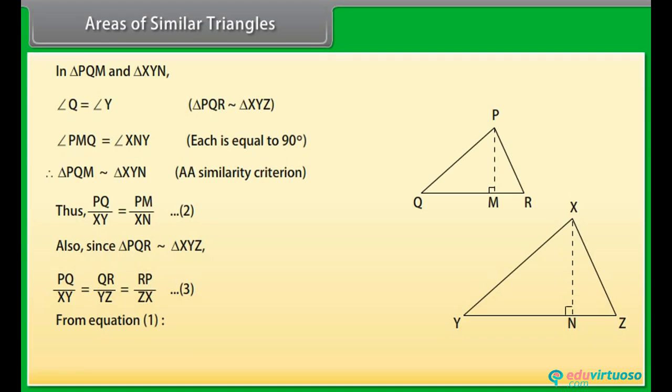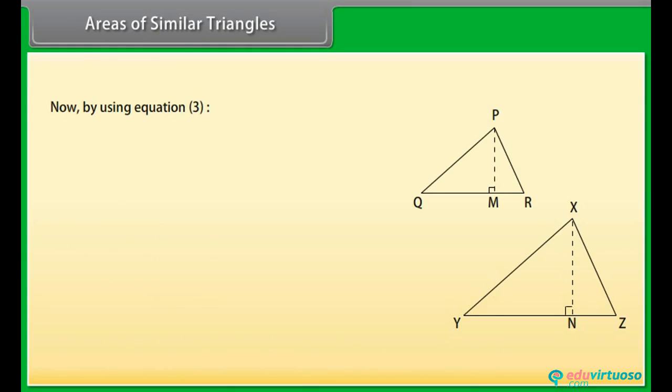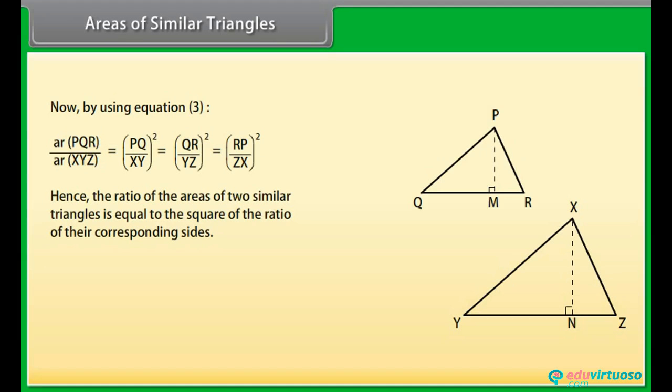From equation 1, area of triangle PQR upon area of triangle XYZ equals (PQ upon XY) whole square, by using equations 2 and 3. Now by using equation 3 we get area of triangle PQR upon area of triangle XYZ equals (PQ upon XY) whole square, which is equal to (QR upon YZ) whole square, which is equal to (RP upon ZX) whole square. Hence, the ratio of the areas of two similar triangles is equal to the square of the ratio of their corresponding sides.